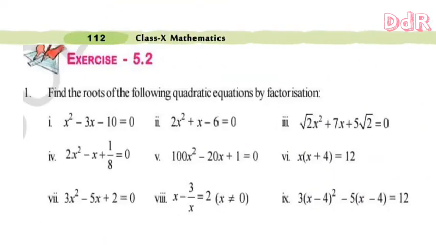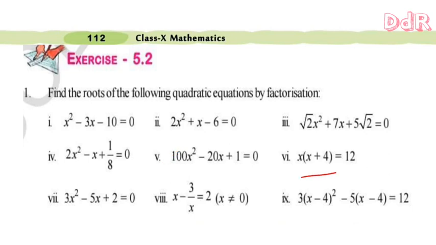Coming to exercise 5.2, the first problem is very simple, x square minus 3x minus 10 equals 0. The second one is also simple, 2x square plus x minus 6 equals 0. Next, the fourth one, 2x square minus x plus 1 by 8 equals 0. So before finding the roots, let us find the LCM. Okay, so you have to find the LCM, and after that find the roots. Next, the fifth one is very simple.